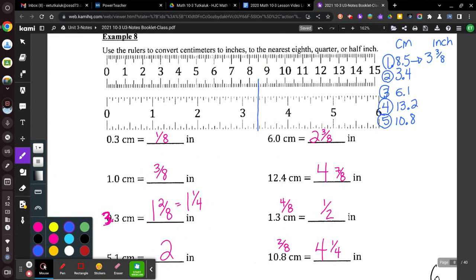Now we want 3.4 centimeters. So now I'm going to look for 3.4. 3.4 is right in front there. Well, that's almost at 1 and 3/8. So now it's a 1 and 3/8. We will put those numbers on our other page in a moment. 6.1, let's find 6.1. 6.1 goes right there. That's going to give us 2 and 3/8.